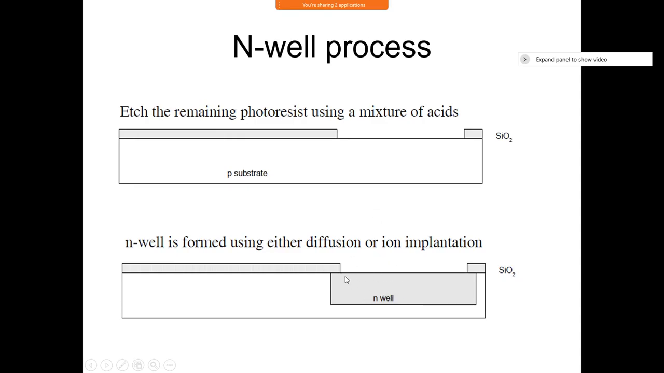Can you see one thing here? There is a lateral diffusion happening. Even though it is open only till this point, it is going beyond that region on both the right-hand and left-hand side. This is what is called lateral diffusion.